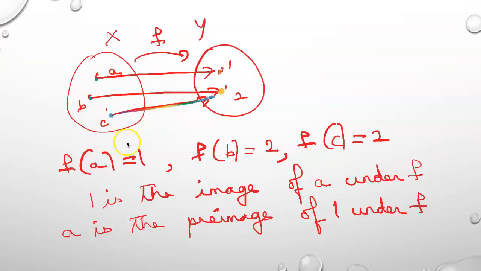So I have a, b, c here. a is going to 1, that means we write f(a) = 1, f(b) = 2, f(c) = 2. So 1 is the image of a under f, and a is the pre-image of 1 under f.